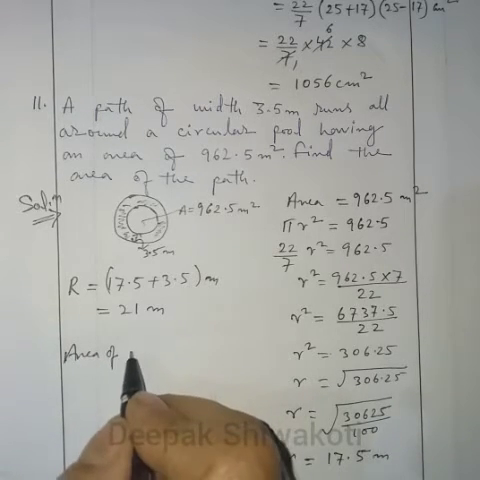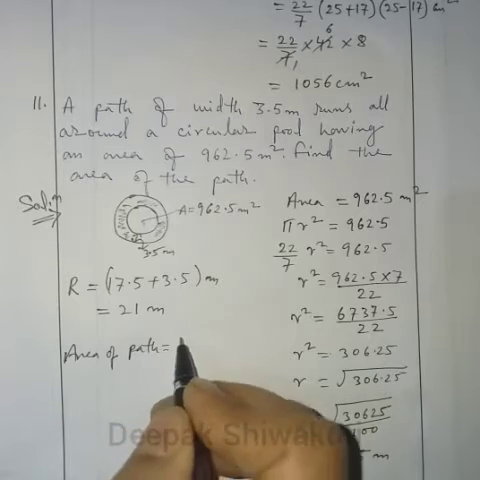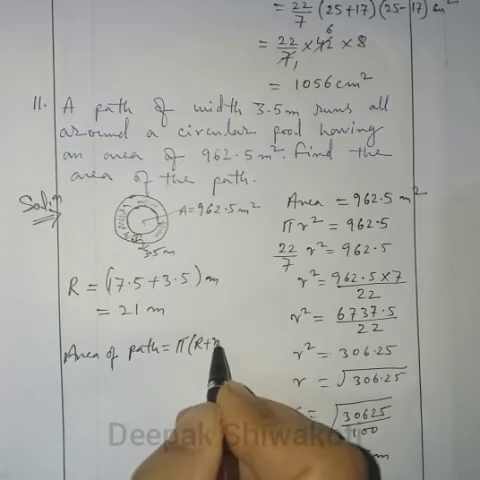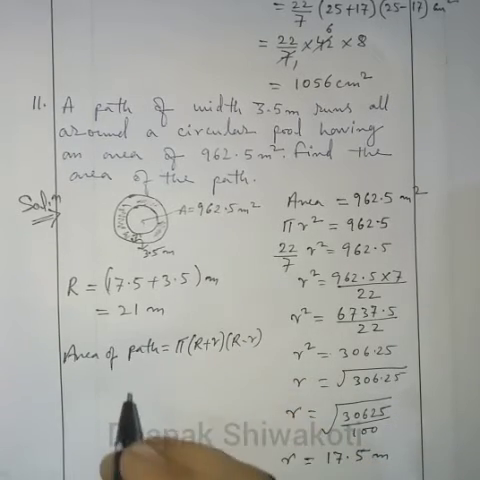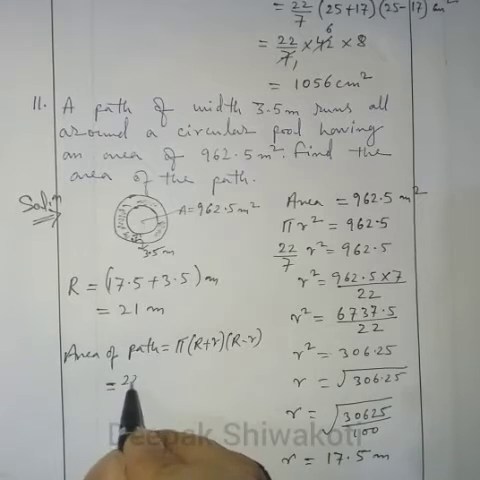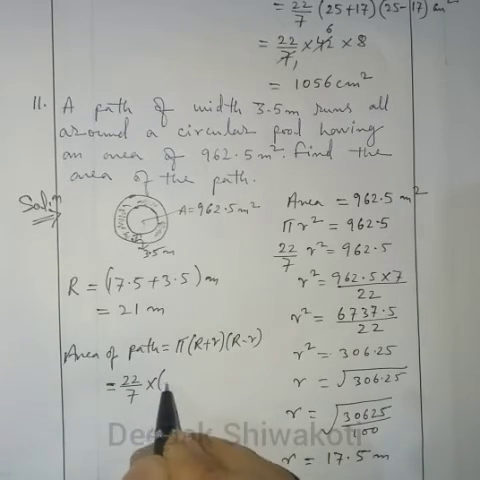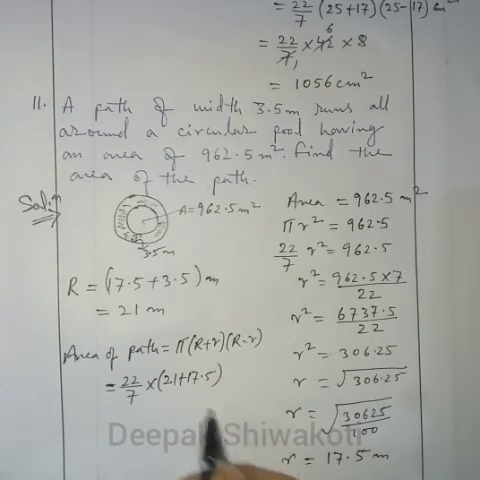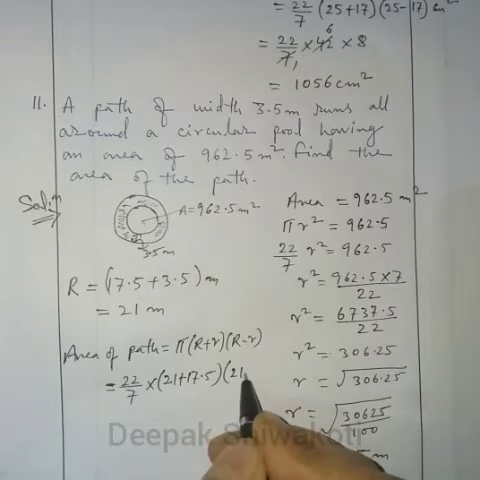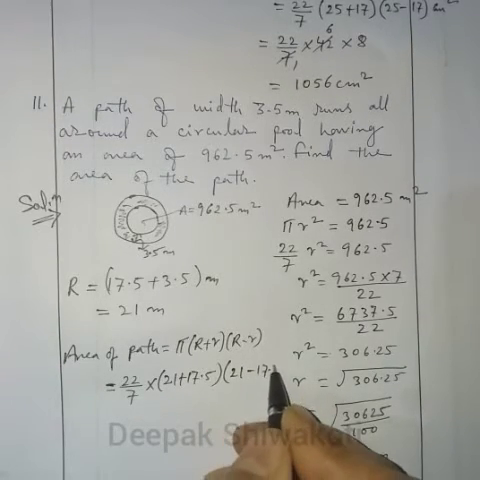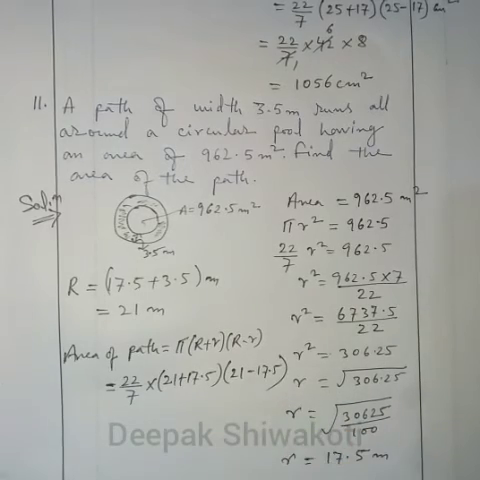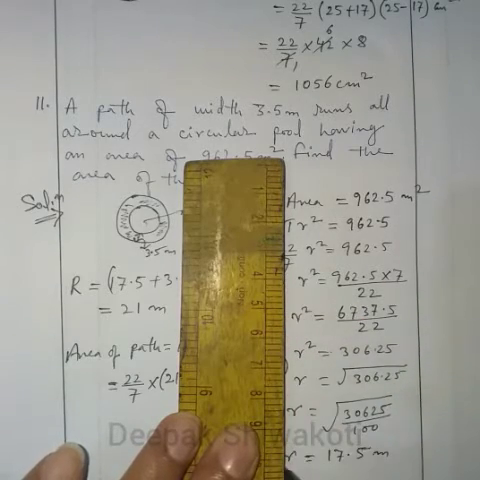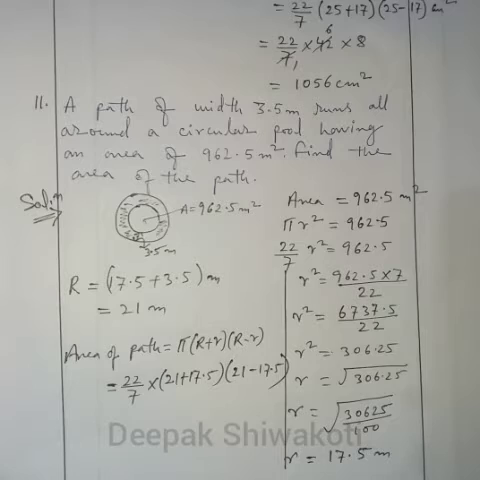So now the area of the path or the ring is given by pi (R plus r)(R minus r). So this is given by 22/7 into (21 plus 17.5), capital R plus small r, into (21 minus 17.5). Do not get confused with the calculation part. This one is the first part and here is the second part.